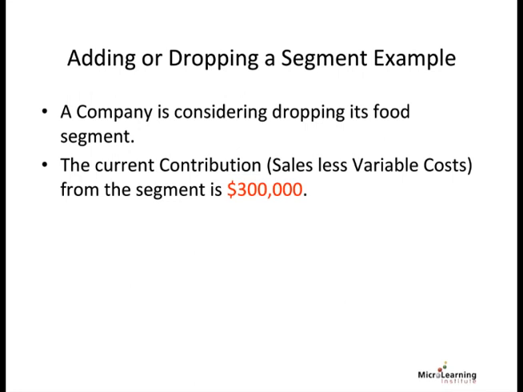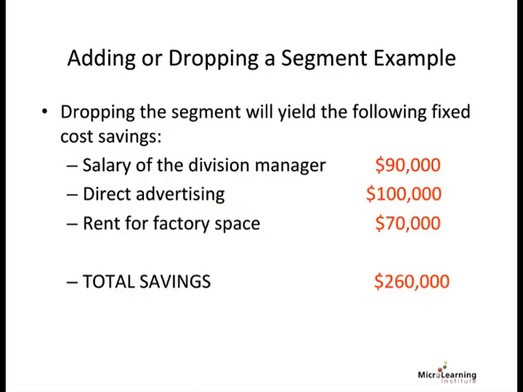Here's an example of how to decide whether or not to drop a segment. A company is considering dropping its food segment. The current contribution, sales less variable costs, from the segment is $300,000. Dropping the segment will yield the following fixed cost savings. Salary of the division manager, $90,000. Direct advertising, $100,000. Rent for factory space, $70,000.